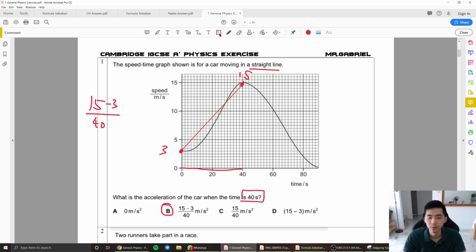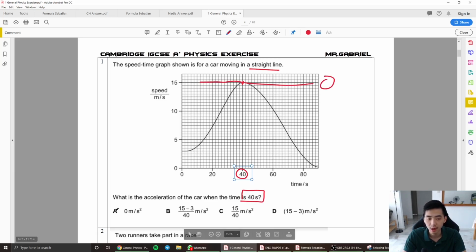So you have to understand that if the question gives you a specific time, like 40 seconds here, you are actually expected to draw the tangent of the graph at exactly 40 seconds, which is going to be somewhere around here. Drawing a tangent will give you this line here, which indicates that it has a 0 gradient, ultimately indicating that acceleration is 0.